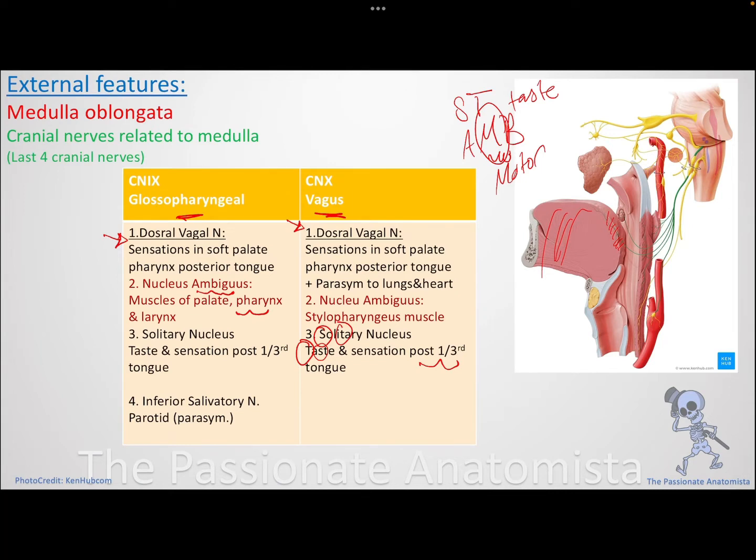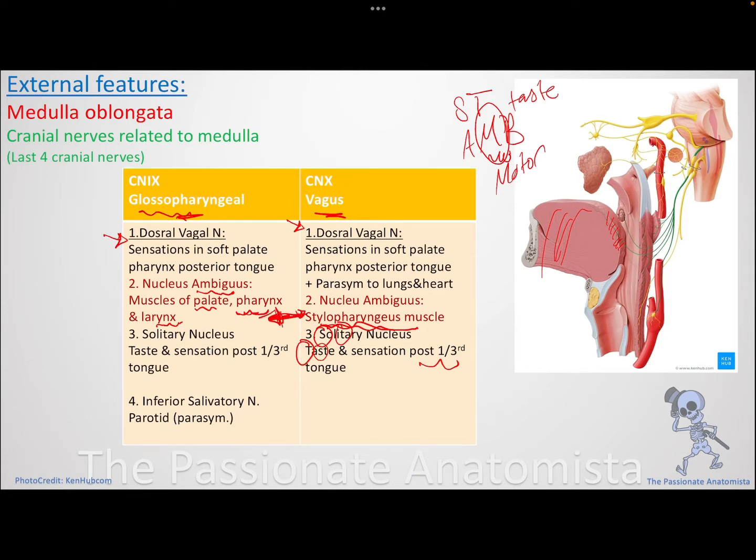So the nucleus ambiguus in the vagus, it supplies the stylopharyngeus muscle. No, glossopharyngeal is stylopharyngeus. It's the opposite, guys. I'm sorry about that. The stylopharyngeus is supplied by the glossopharyngeal nerve, and the palate, pharynx, and larynx by the vagus. Okay, so just consider that this is here and this is there.